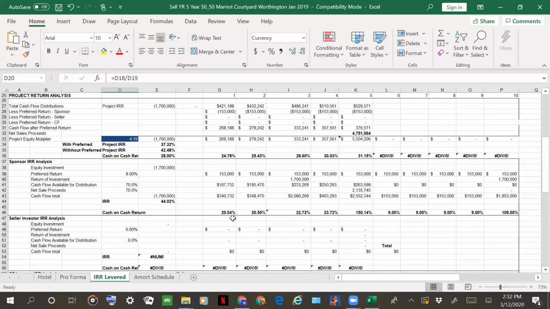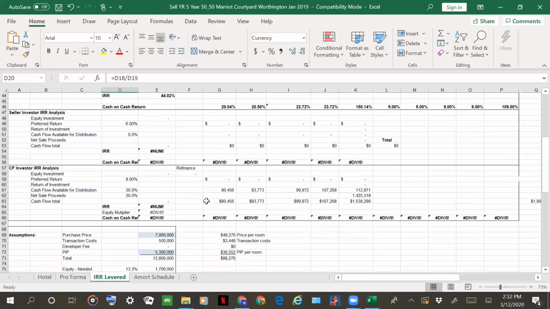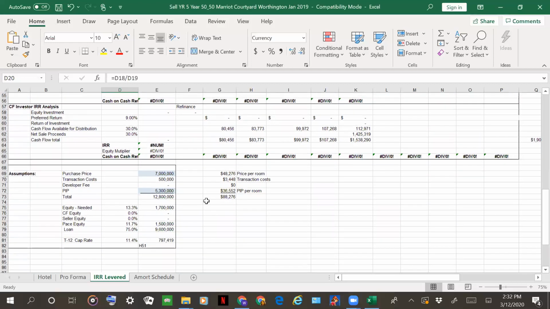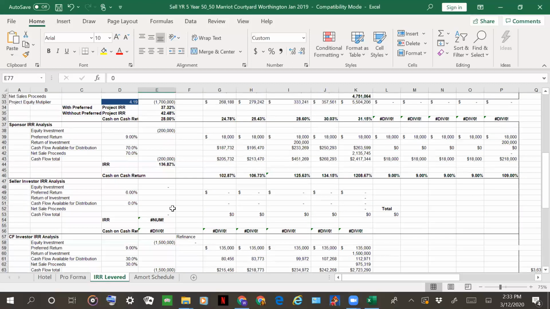That's for the sponsor. That's what it's sponsored. But that's because of how we adjusted this. Now let's go back here and let's say the sponsor or the group put in, the investor, the crowdfunder, put in $1.5 million. Alright, so now the GP only had to put $200 in. So now let's look at their return.